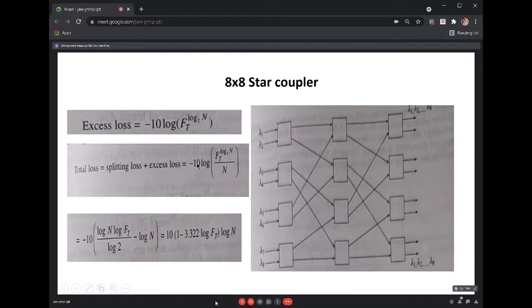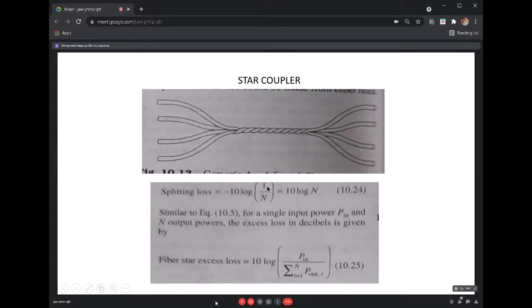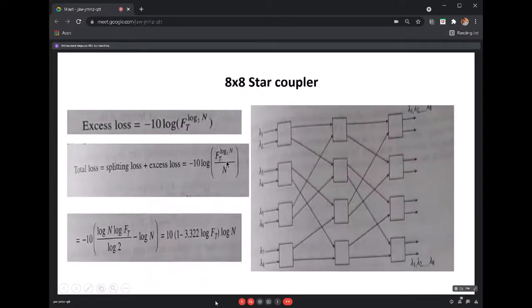So which will be equal to minus 10 log Ft into log to the base 2 of n, that is the excess loss, and the splitting loss is given by 10 log 1 by n, that is minus 10 log n. So that plus this, which is finally further simplified into minus 10 log n into log of Ft divided by log 2, minus log n.